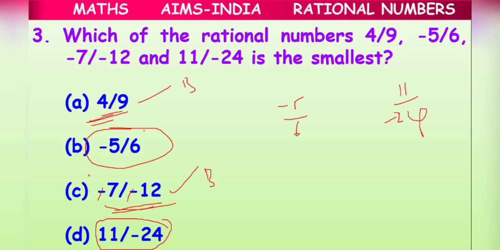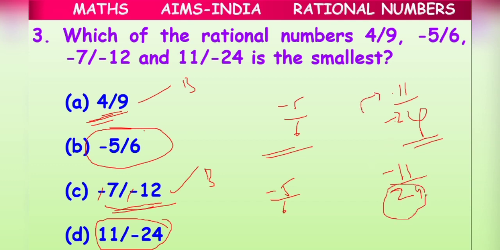Instead of comparing all the four, let's use logic. Better to compare only two. So this is a time saving process. So here 11 by minus 24 is there. So how can we write? Like minus 5 by 6, we should always have a positive denominator. So the minus I will take upside. Here the denominator is 24. Here the denominator is 6.